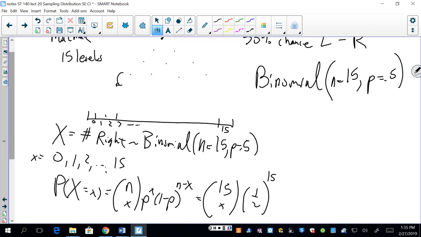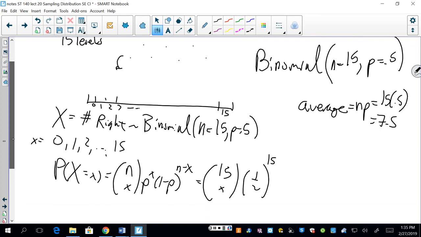So for this number here, what's the average number of steps to the right? 7.5, right? In the formula, it's n times p, so 15 times 0.5, or 7.5. On average, it's going to go 7.5 steps to the right, 7.5 steps to the left, and on average, it's going to end up right in the middle.